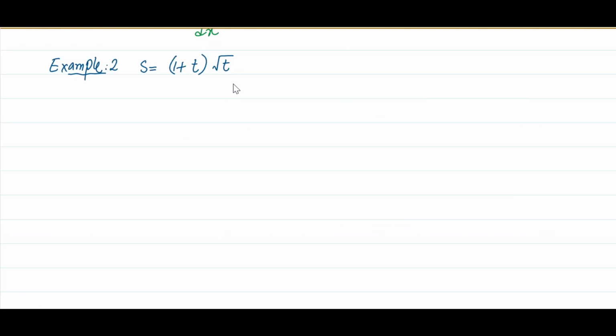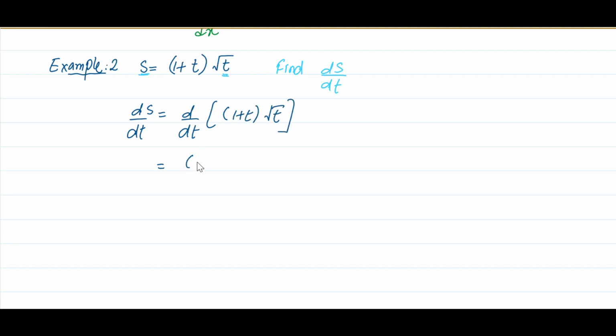Example number 2. Here we have the function of s in the form of t. So we find the derivative of function of s with respect to t, so it would be ds by dt. Same, apply the derivative with respect to t on both sides. And on the right side, we can see that two functions are multiplying. So we use the product rule where first function as it is and derivative of second function plus second function as it is and the derivative of first function.